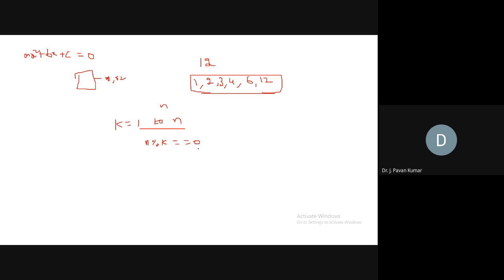If it is not equal to 0, then we just increment the k value and again check whether n mod k is equal to 0 or not. This process we will repeat until k becomes greater than n. If k is n, then also we will check. Why? Because 12 is also a factor of 12. That's why we will go up to n. Okay, this is the problem which we discussed in the previous class. Do you have any doubts so far in this particular problem?